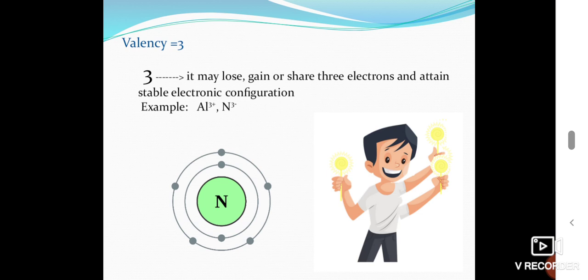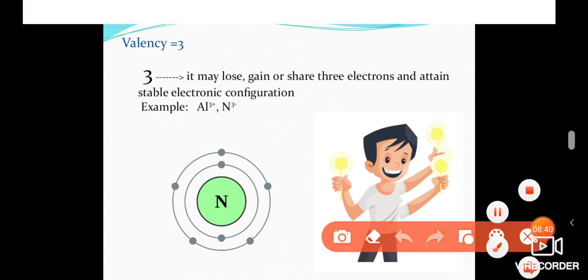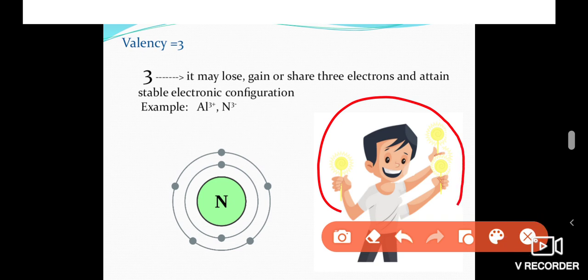And next, valency 3. That means its combining power is 3. Look at the picture. Now the boy has 3 hands. By using these 3 hands, he can hold 3 chocolates. Like that, that element has combining capacity 3. So it may lose, gain or share how many electrons? 3 electrons. So in this way it may lose, gain or share 3 electrons to attain a stable electronic configuration.